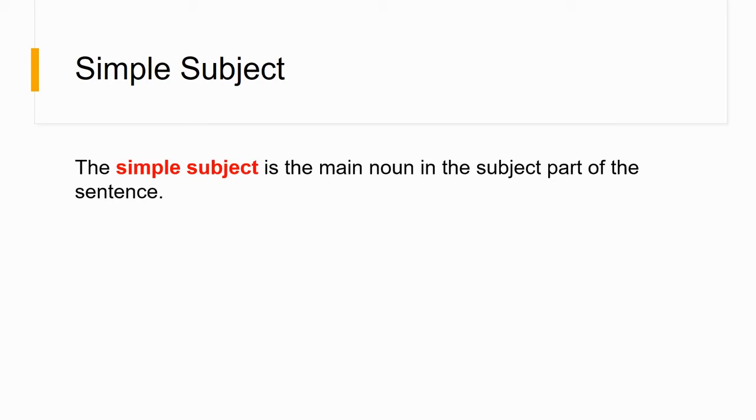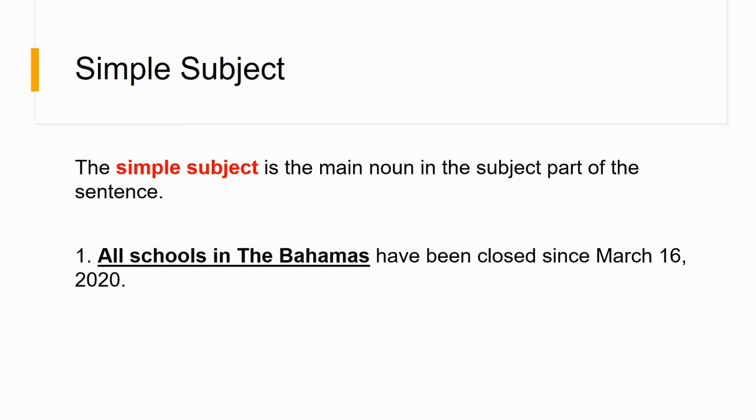Now, let us have a look at the simple subject. What does the simple subject tell us? Let's read together. The simple subject is the main noun in the subject part of the sentence. Now in this example, we have all schools in the Bahamas underlined. That's the complete subject. Now we are looking for the main noun in that part of the sentence. So ask yourself, what is the main noun in that sentence? It has to be one of those words.